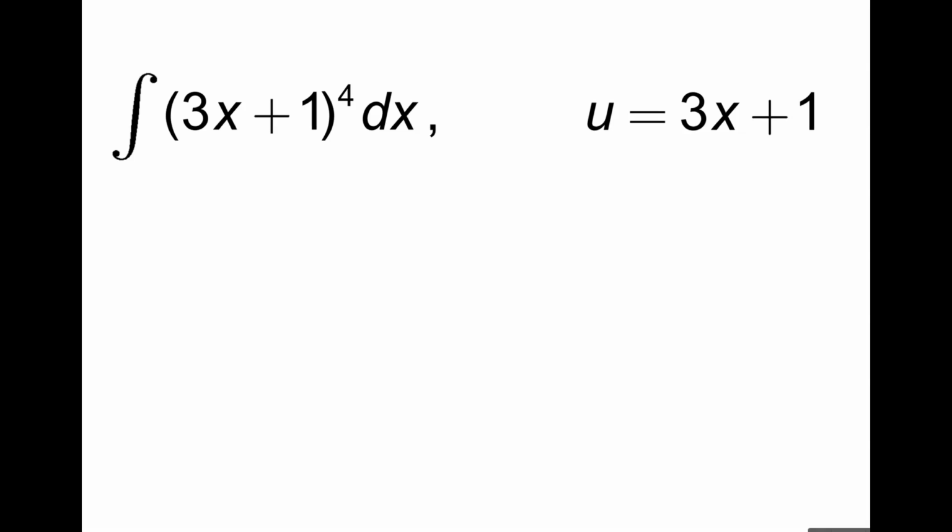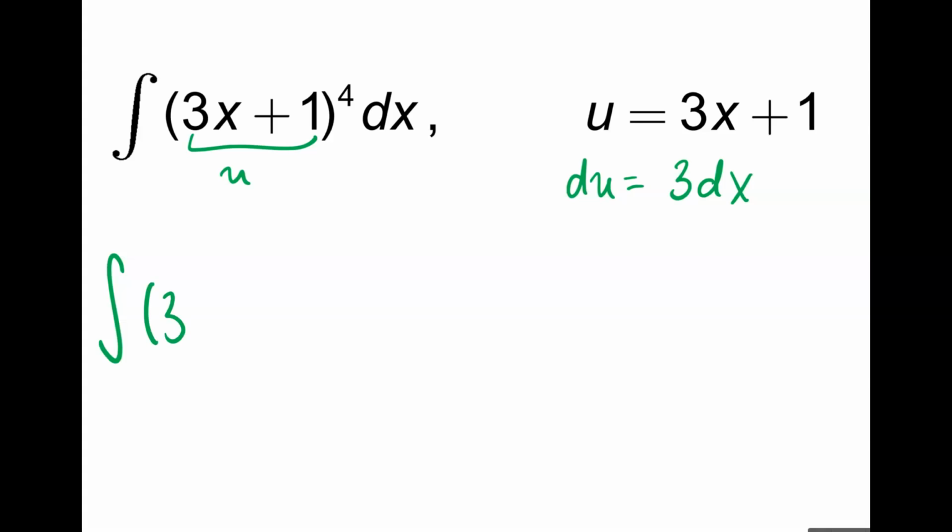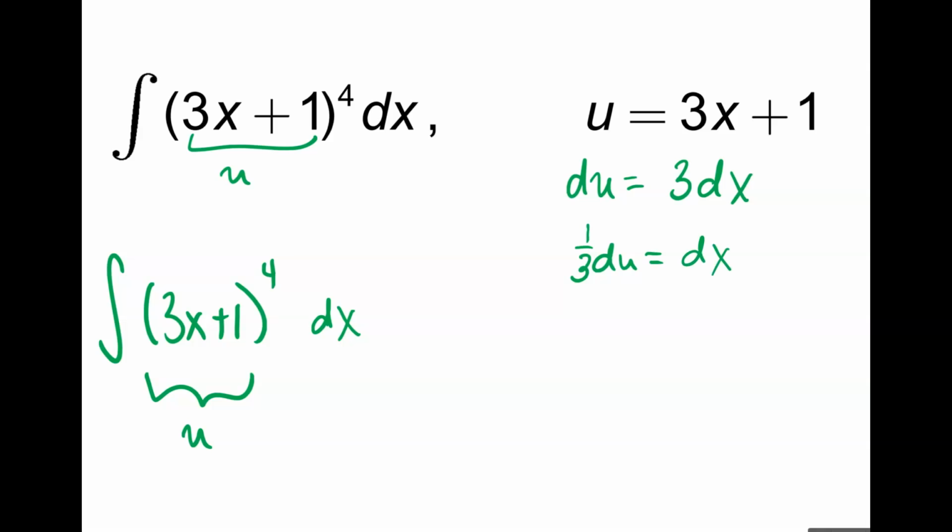Cool. Once again, I tell you what u is. So this is my u. All right, du. du is 3 dx. It's an issue, right? 3x plus 1 to the 4th power. I said this inside part was u, and then I just have dx. What am I going to do with this 3? That's an issue. Well, what I can do is divide by 3 on both sides, so 1/3 du is equal to dx. So that way I put this in place of dx.